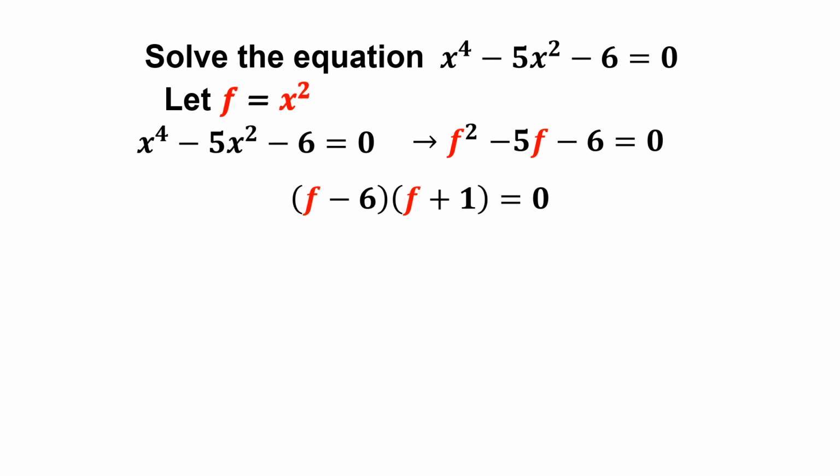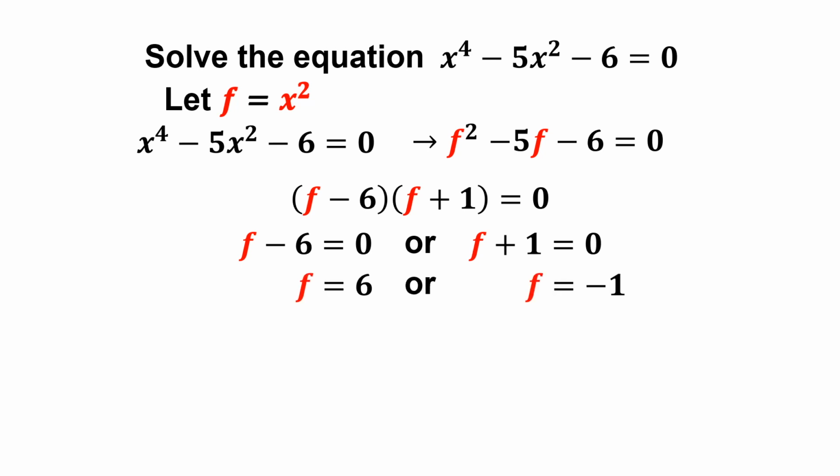Factor the quadratic trinomial and solve the resulting linear equations f minus 6 is equal to 0 and f plus 1 is equal to 0. The roots of the equation f squared minus 5f minus 6 is equal to 0 are 6 and negative 1. Let us use these f values to find the x values. Remember, f is equal to x squared. Replace f with 6. This gives us x is equal to square root of 6 and x is equal to negative square root of 6.